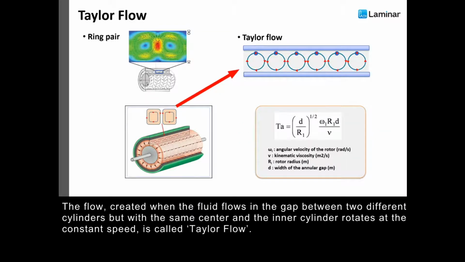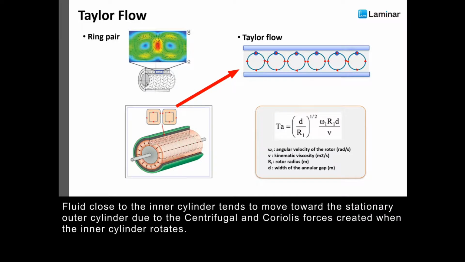The flow created when the fluid flows in the gap between two different cylinders, both with the same center, and the inner cylinder rotates at a constant speed, is called Taylor flow. The fluid close to the inner cylinder tends to move toward the stationary outer cylinder due to the centrifugal and Coriolis forces created when the inner cylinder rotates.